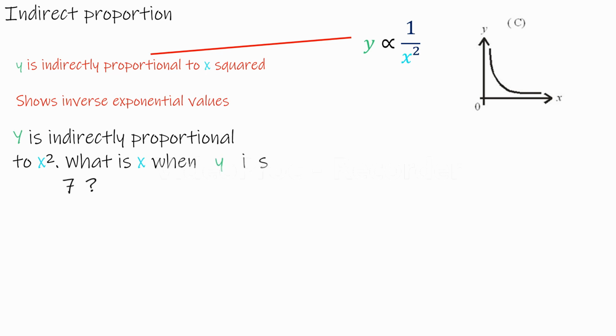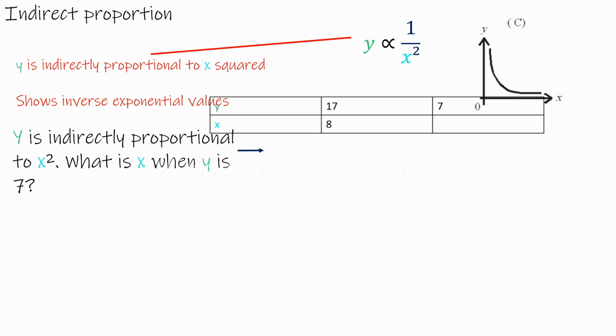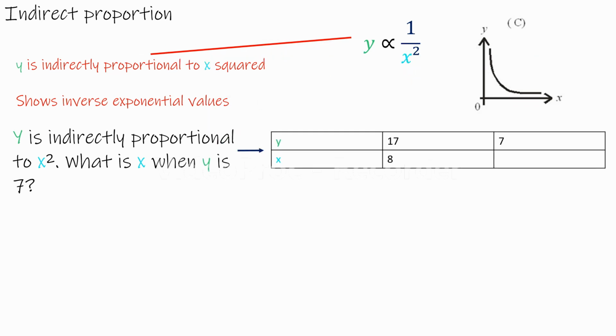Now, here is an example of a question very similar to the last. We're told that y is indirectly proportional to x squared and then asked to find x when y is 7. Again, we are given an example of x and an example of y, and then also in our table we are given y as 7 to find x. We're going to do the exact same thing to start with, so we're going to say that y equals k over x squared this time.